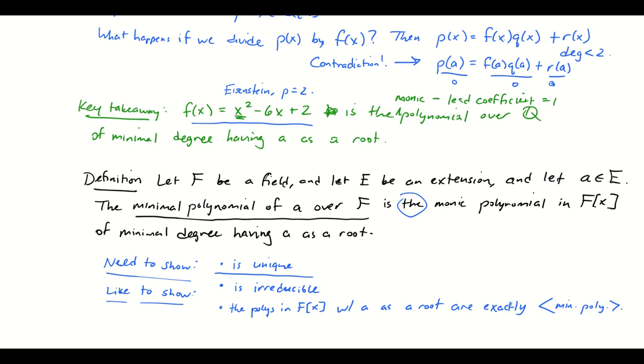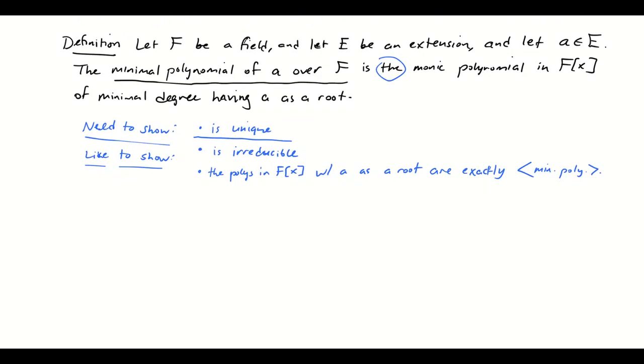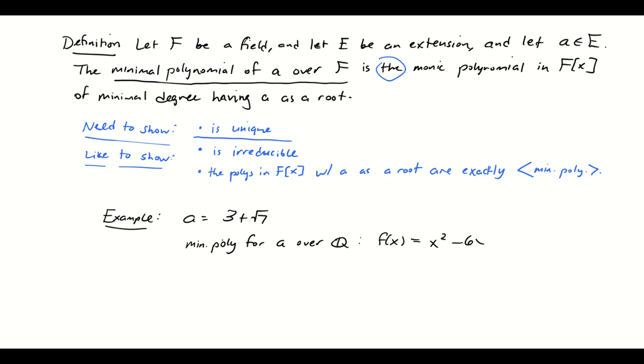Okay, by the way, I know I say this all the time, but when I say over F, saying that is very meaningful here. It's very important, because if I choose a different base field, my assessment of what the minimal polynomial is going to change. So for example, let's go back to a equals 3 plus root 7 for just a moment. Okay, so the minimal polynomial for a over Q, it's the one that we already found. It's f of x equals x squared minus 6x plus 2. We've already discovered that one.